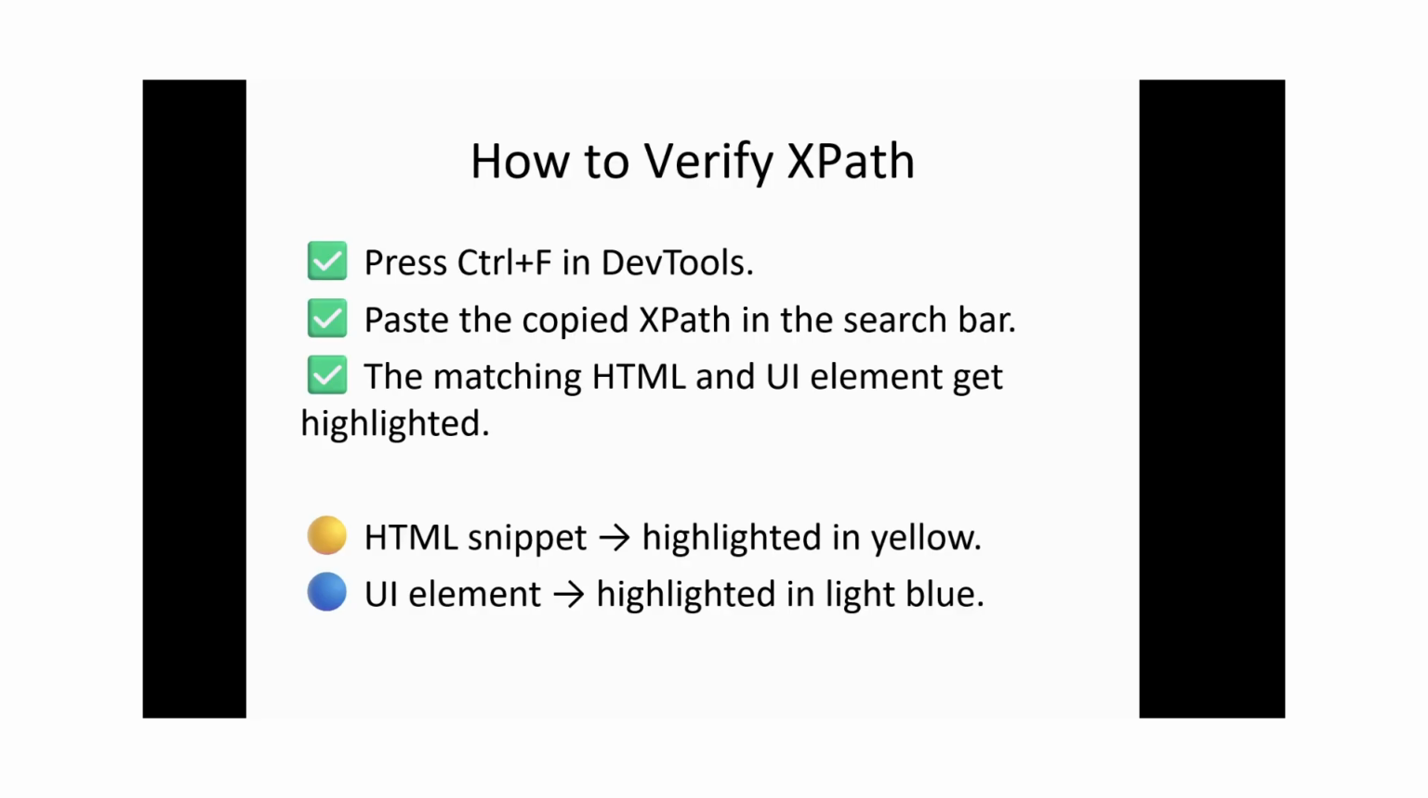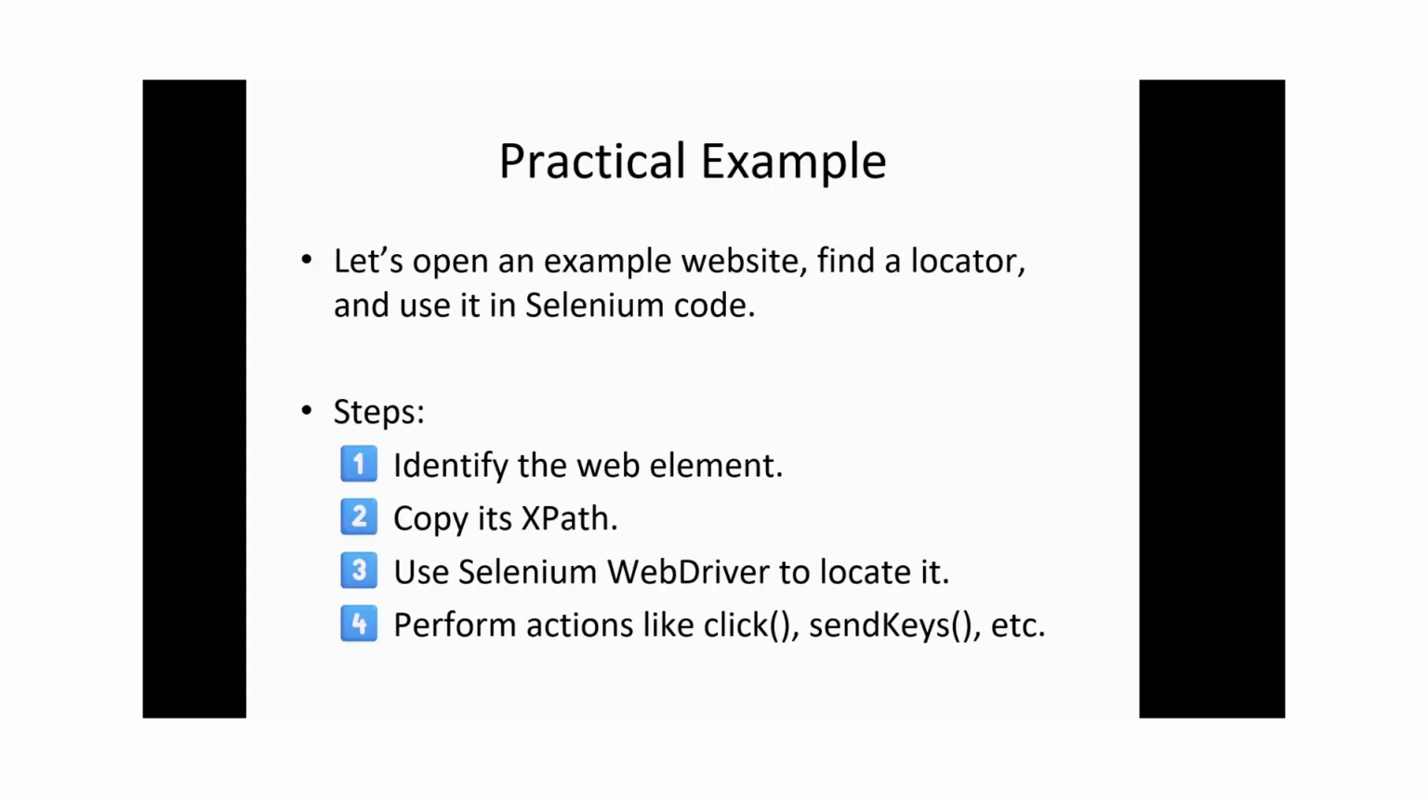So now once you have the XPath with you, you would like to verify it, right? So to verify it, you just press Control F on the DevTools. It'll give you an input box on the bottom and side corner, and paste the XPath over there. You will be able to see that the HTML and the UI element are getting highlighted. The HTML snippet will be highlighted with a yellow color, and the UI element will be highlighted with blue color, so light blue color basically.